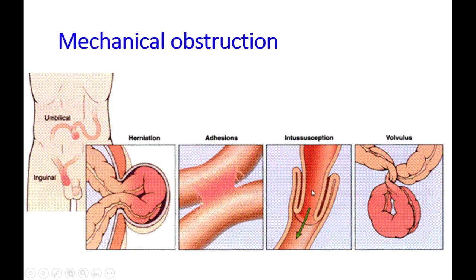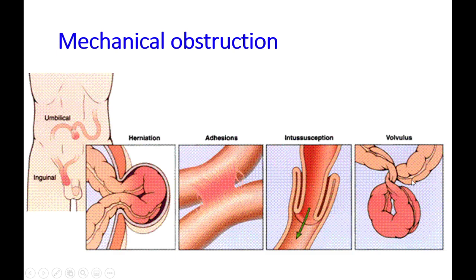Intussusception is another type of mechanical obstruction in which there is telescopic movement or folding of the proximal segment into the distal one, resulting in bowel obstruction. This is common in infants and neonates.